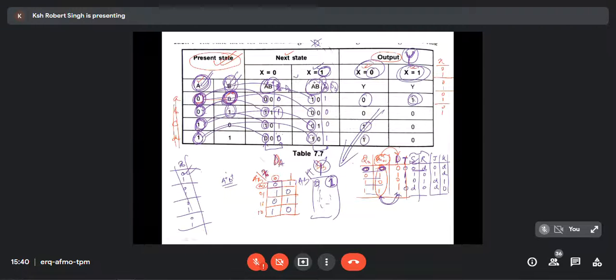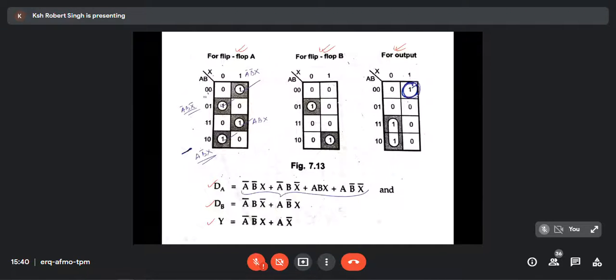If you don't understand, please don't simply keep quiet. If one student understood, then I'm satisfied. Are you able to understand or not? Yes, sir. Understood. Yes, sir. Okay.